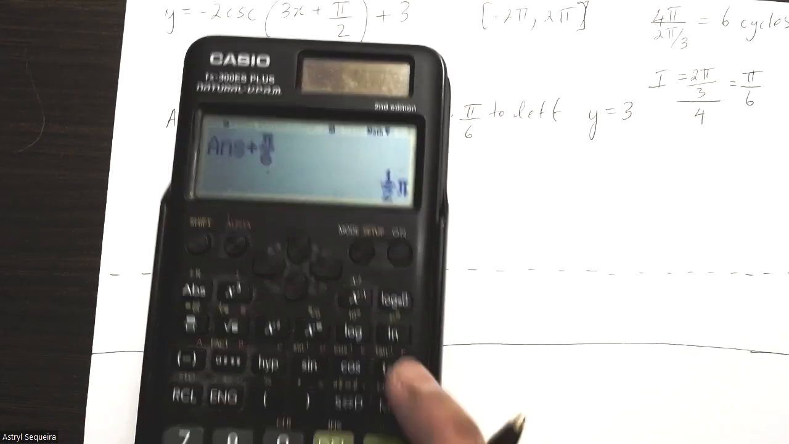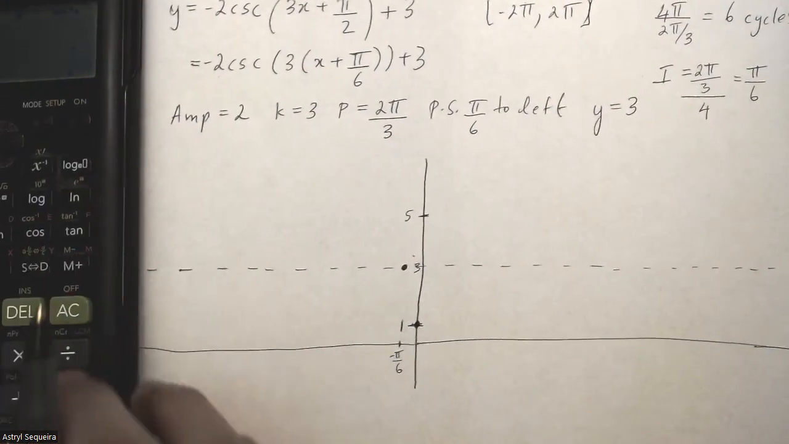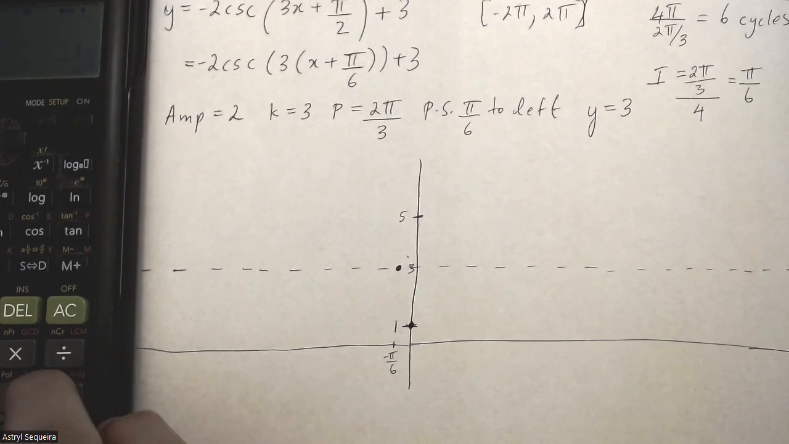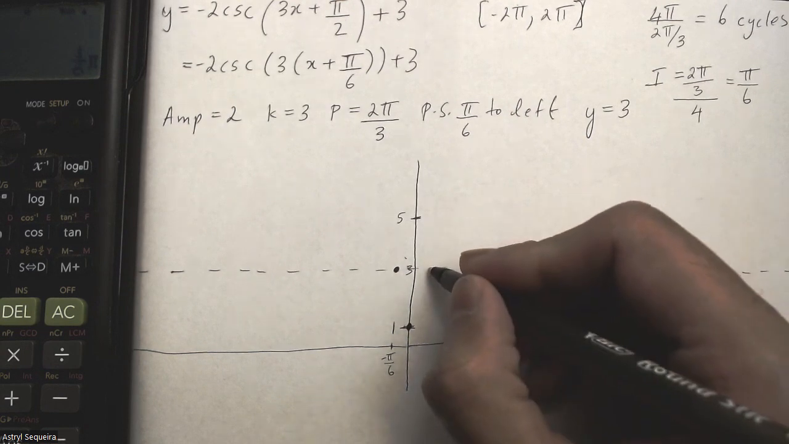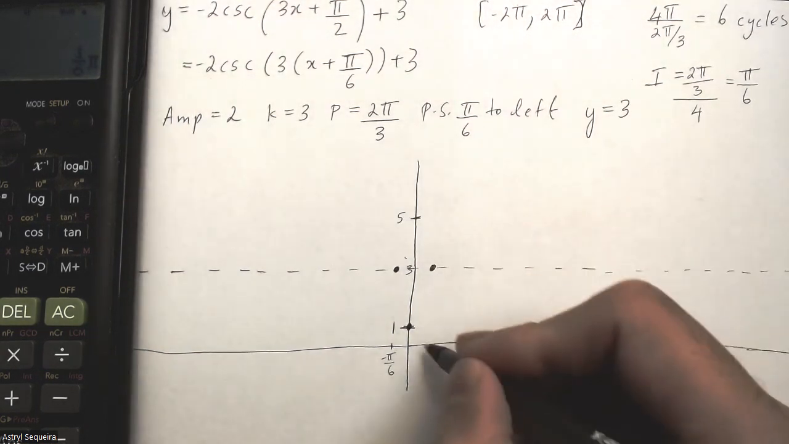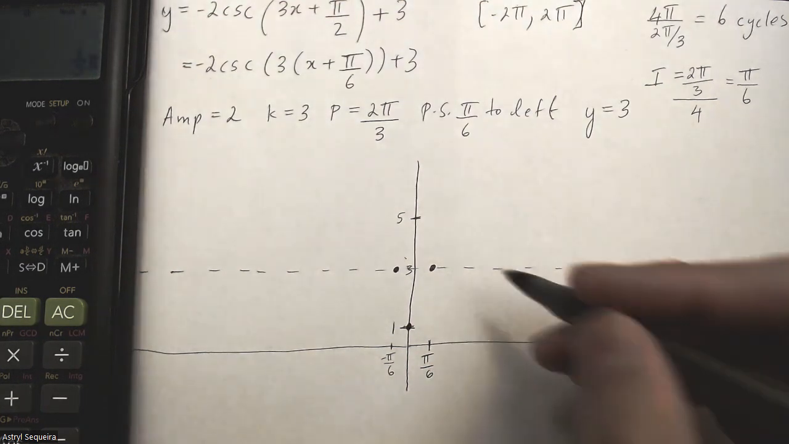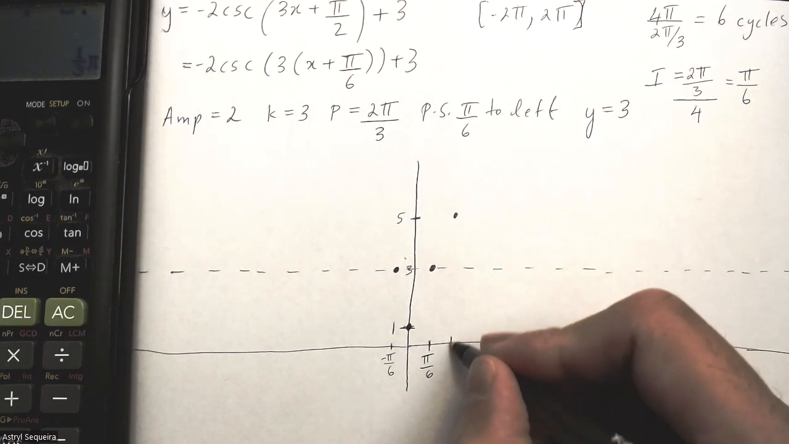I'm going to start it and do the process again, but I'm just going to write the values down now. So negative pi over 6. The next one is at pi over 6. It's an axis point. Next one is the maximum, which is at pi over 3.